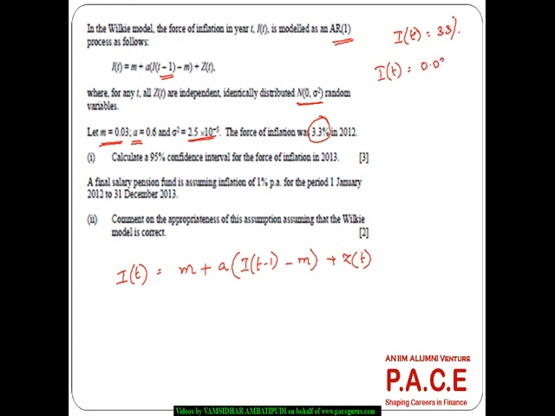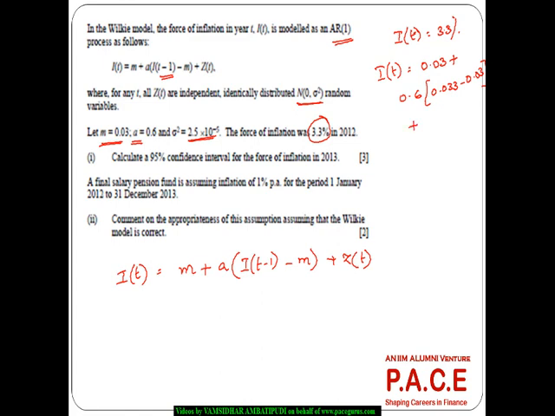Now, if you want to see I(t) this time, it is coming out as m, which is 0.03, plus a, which is 0.6, times I(t-1), which is 0.033, or 3.3%, minus m, 0.03. So 0.033 minus 0.03, plus Z(t).